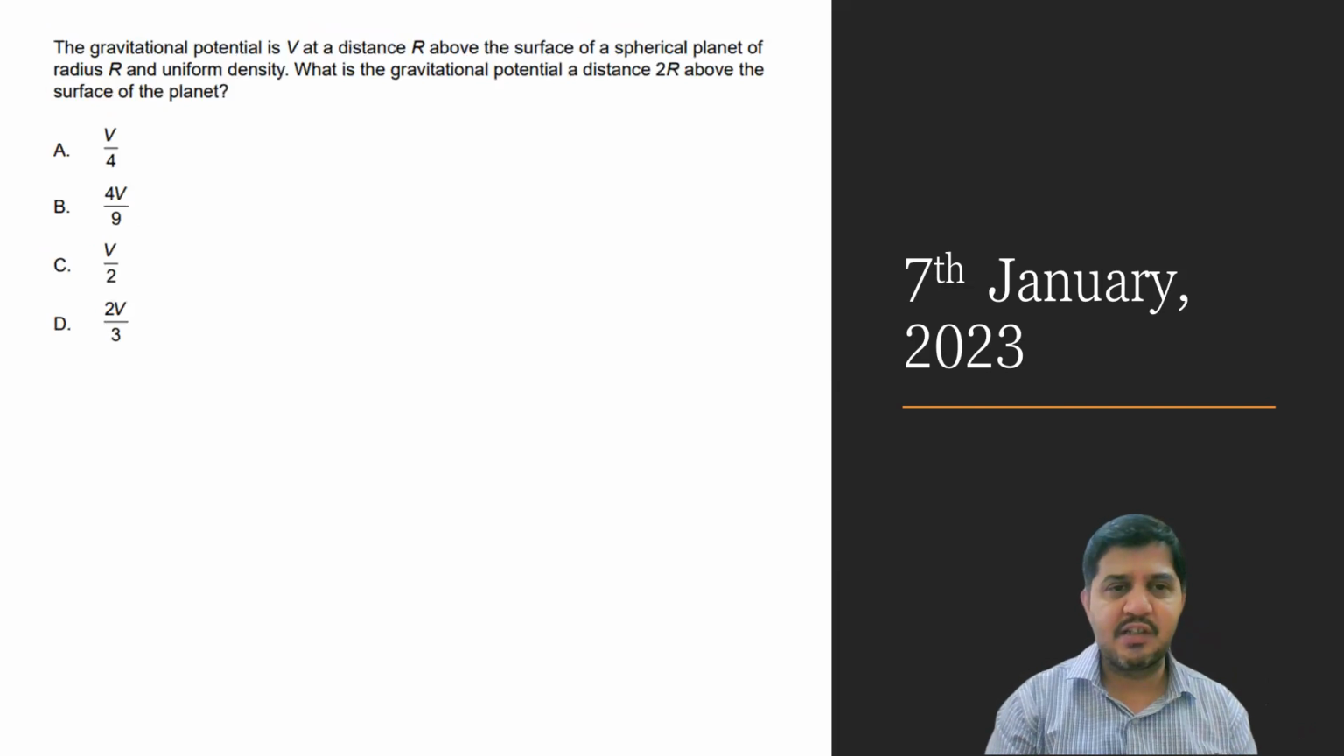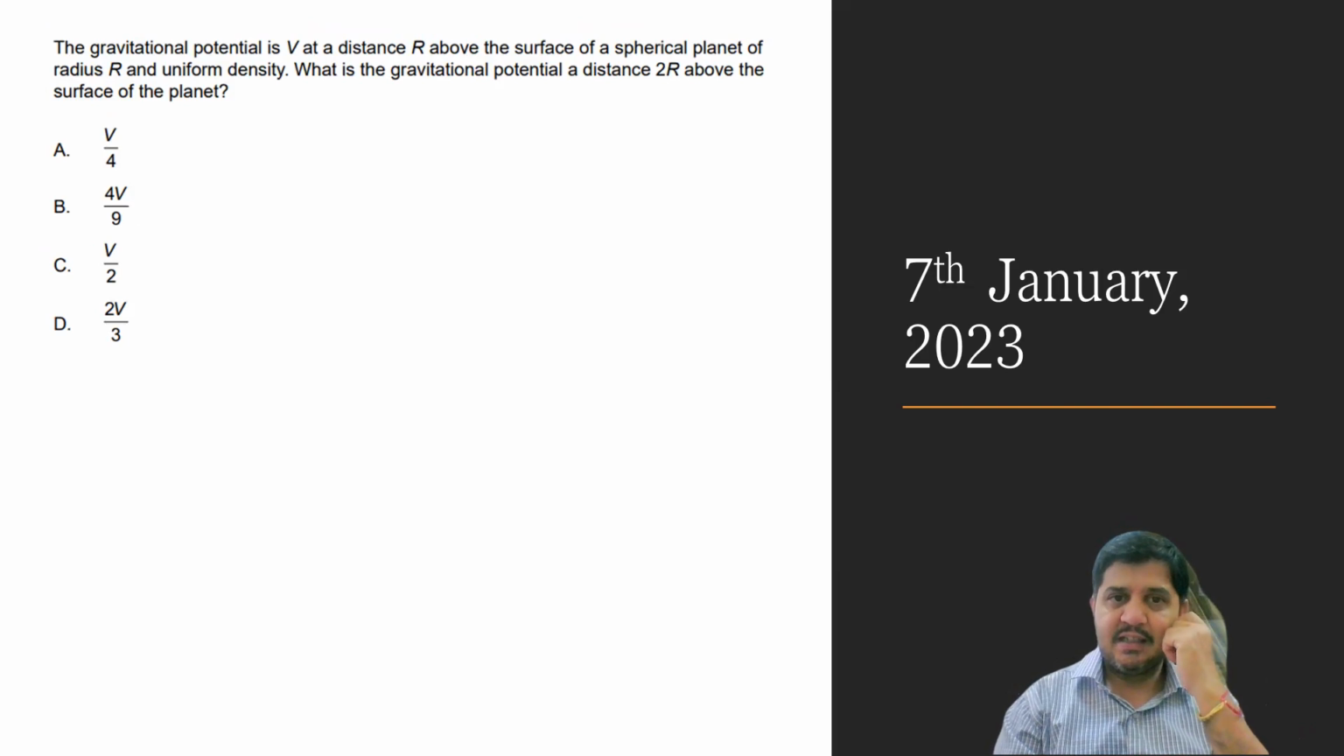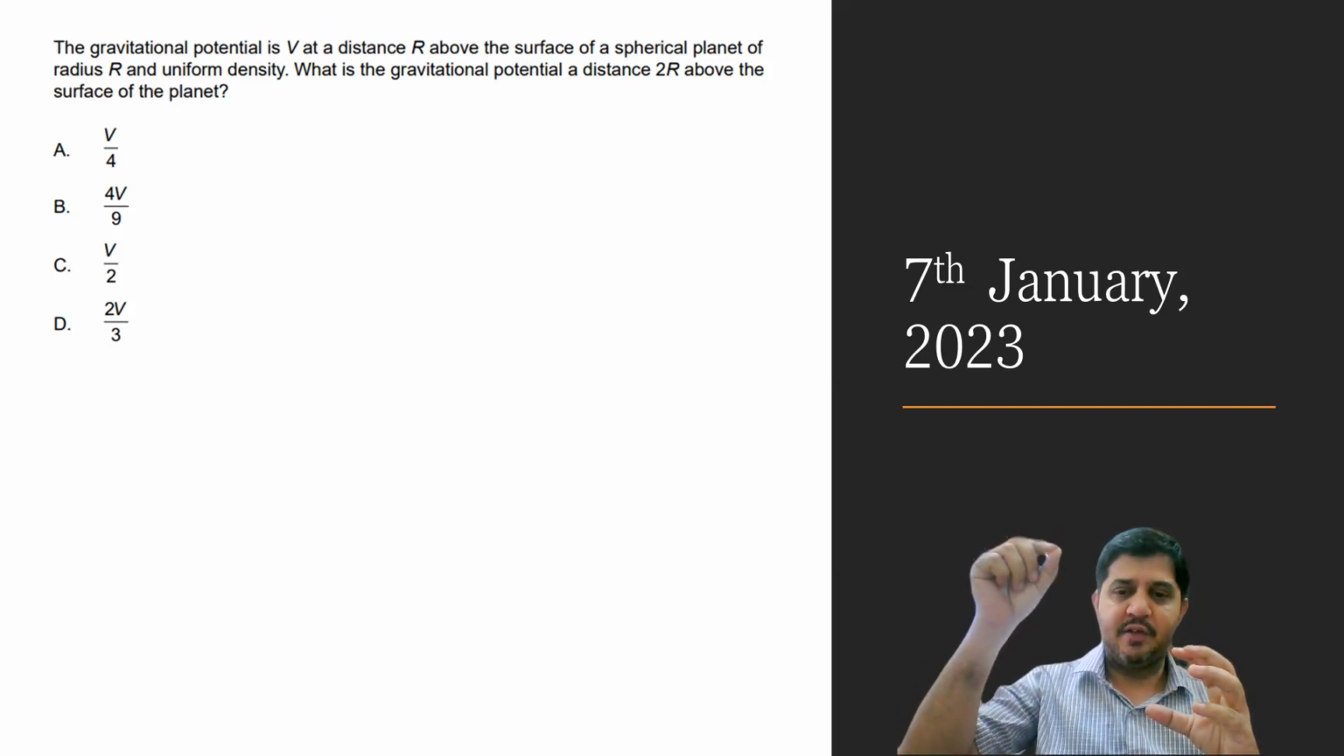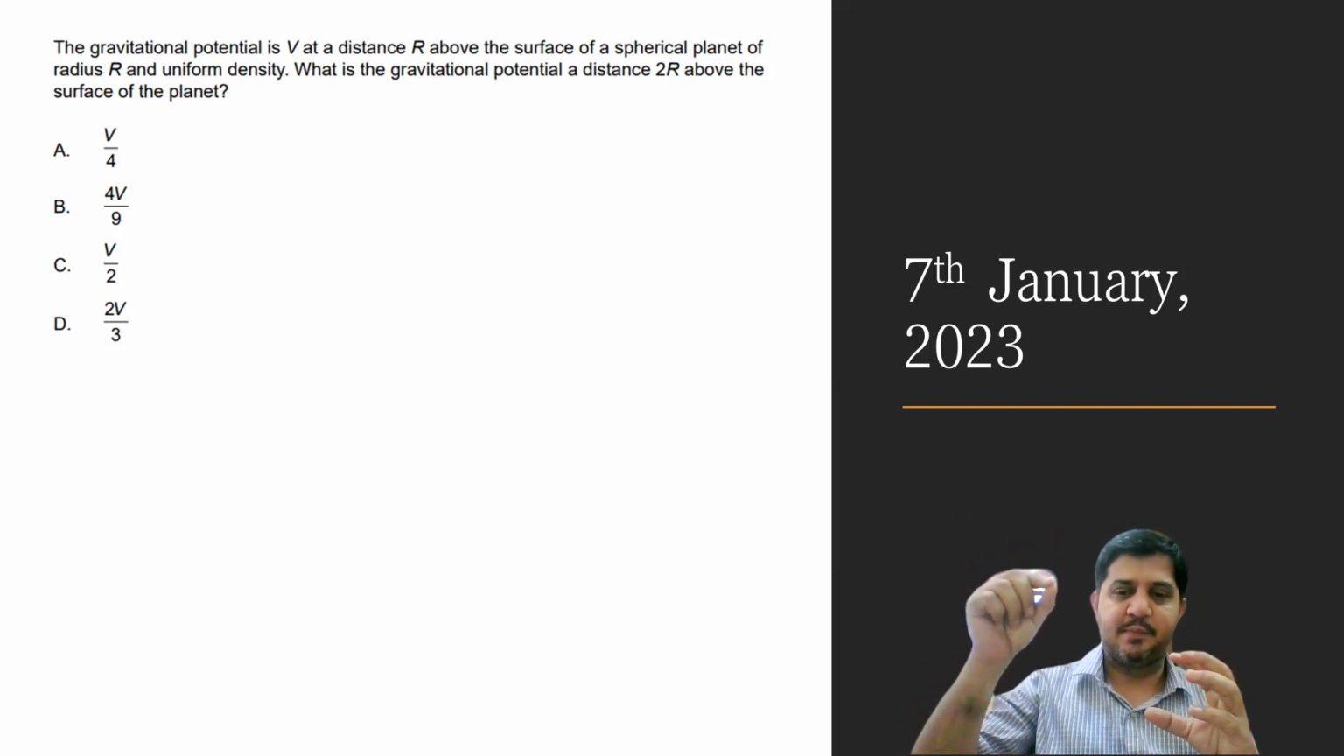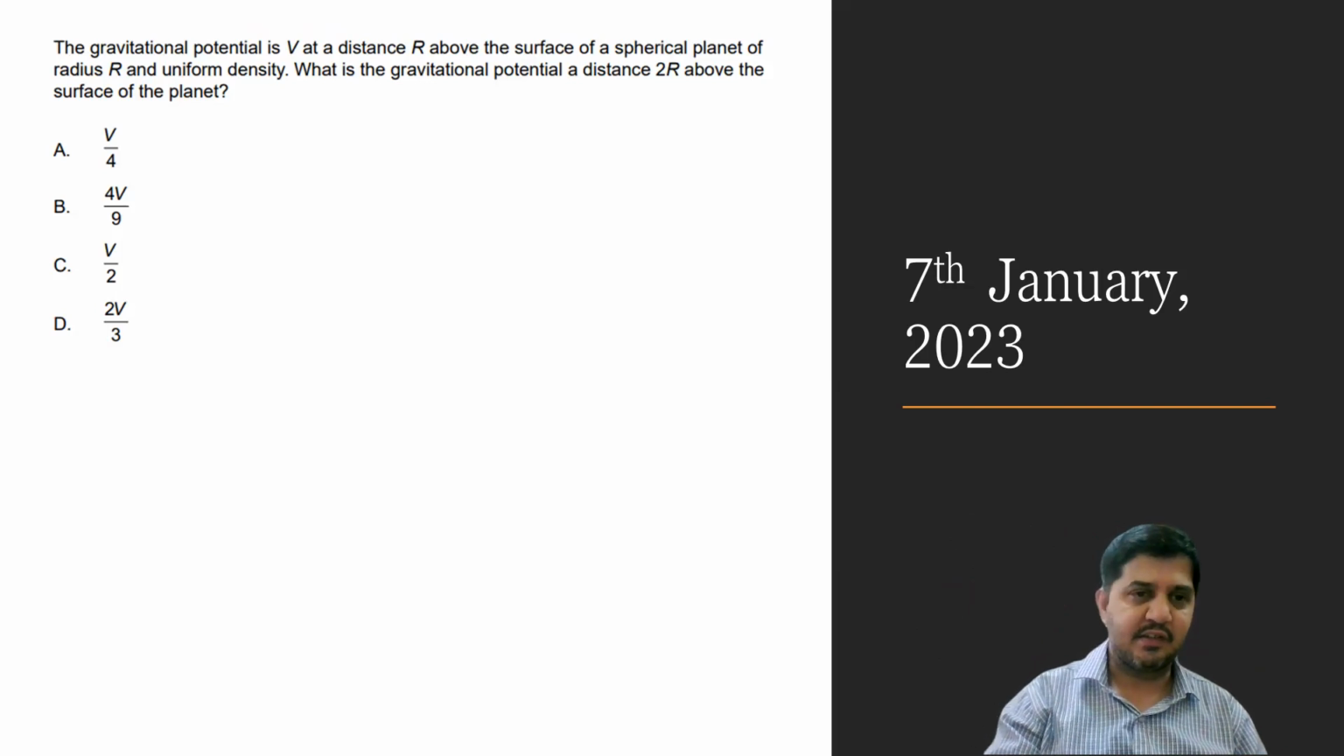The gravitational potential is V at a distance r from the surface of a spherical planet of radius r and uniform density. What is the gravitational potential at a distance 2r above the surface of the planet? So this is the planet and this is the point over here. You need to find out the gravitational potential at this point. This you can also do.